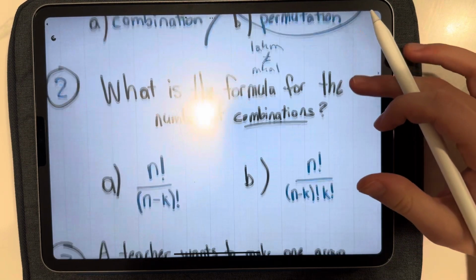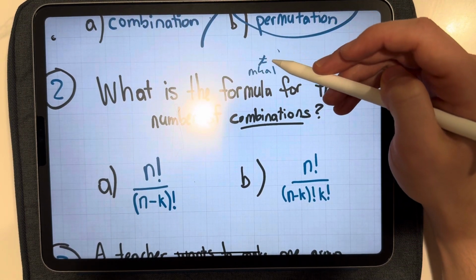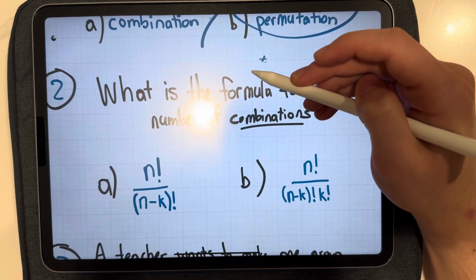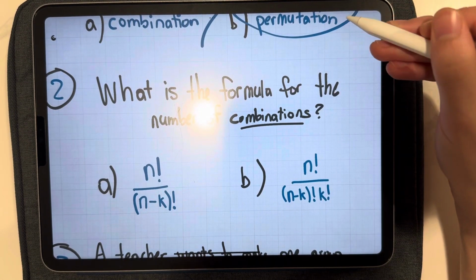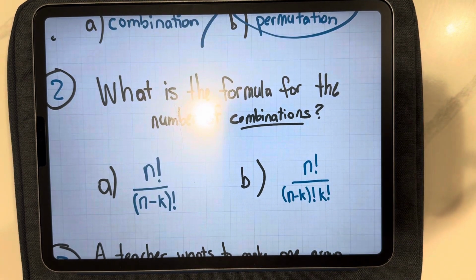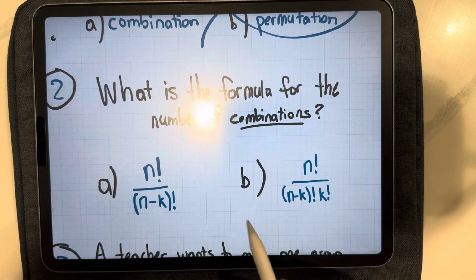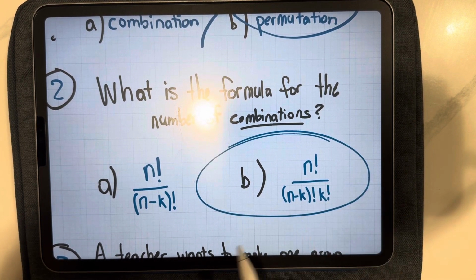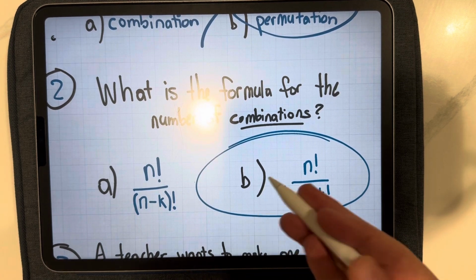Question 2. What is the formula for the number of combinations? So you could either memorize the formula for the number of combinations, or you could use the thought process that we went through above. Think about which one is greater. I'll give you a second to think about it. Try to answer on your own. And the answer is n factorial over n minus k factorial times k factorial, otherwise answer B.